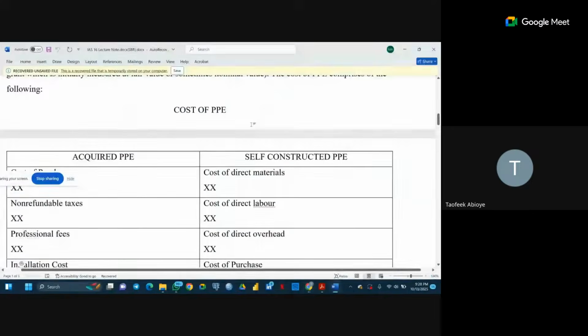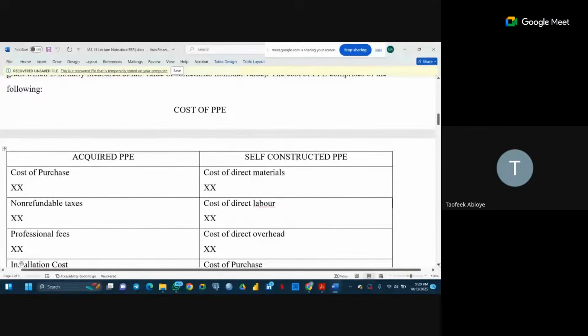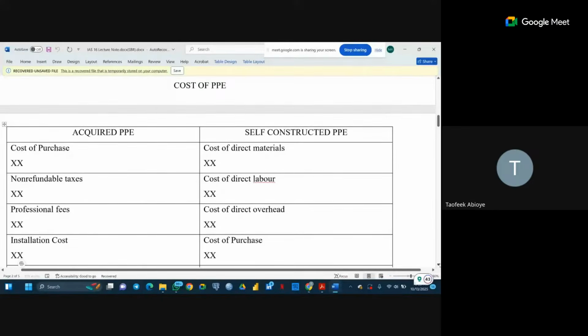So after discussing the criteria, we also look at the cost that should be recognized as the actual cost of property, plant, and equipment held for administrative purpose in line with IAS 16. What are the costs that meet the capitalization threshold? So we have two forms of IAS 16. We have IAS 16 acquired, and we have those that we constructed by ourselves. So these are the major costs that we are allowed to capitalize as the initial cost of the asset.